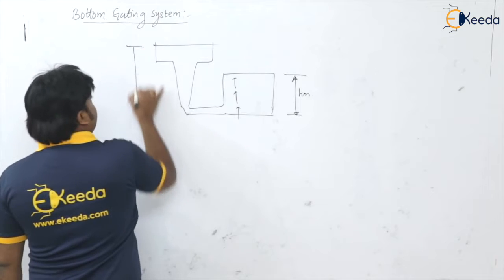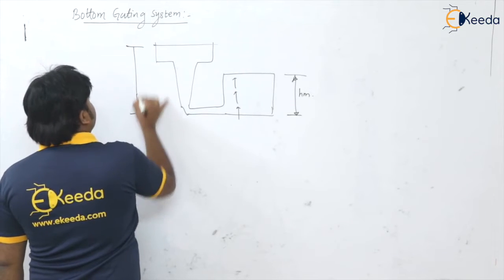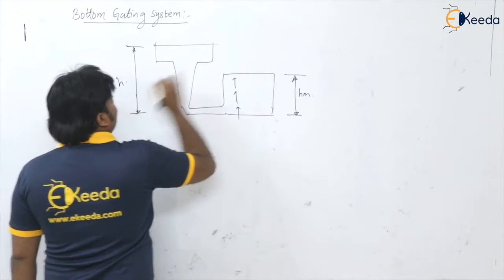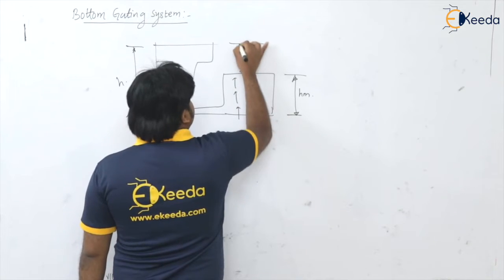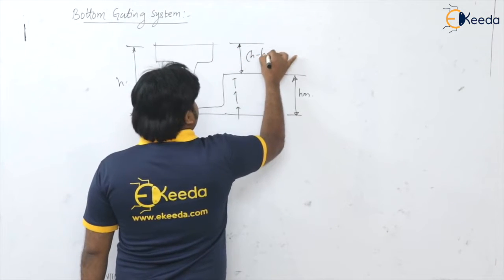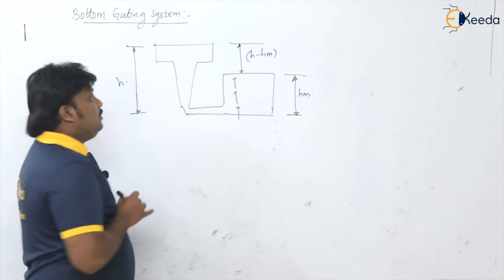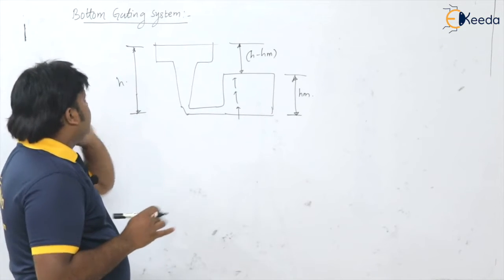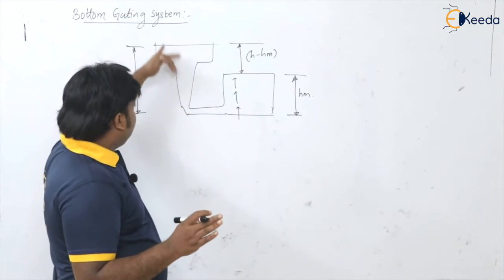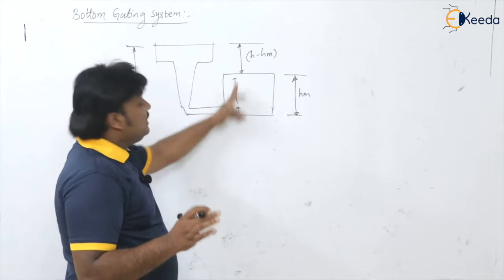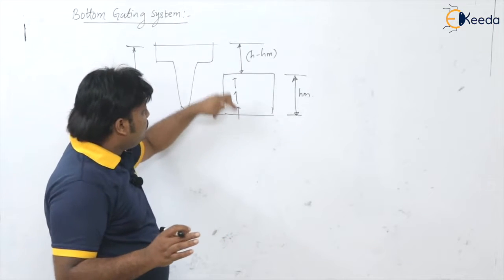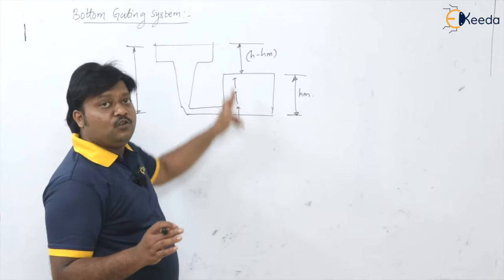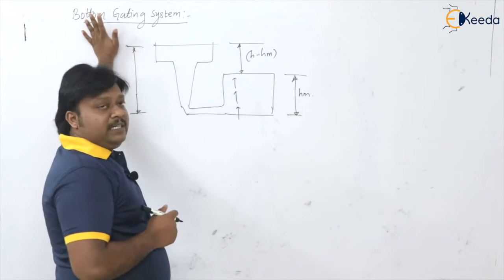This is the manometric head available here, H. So this will be the minimum head here, H minus HM. Understood? So the bottom gating system is what? The molten metal is going to rise from bottom to the top. This is called the bottom gating system.